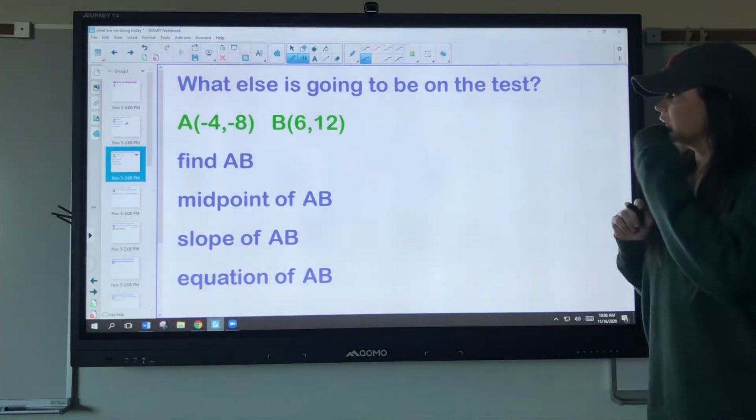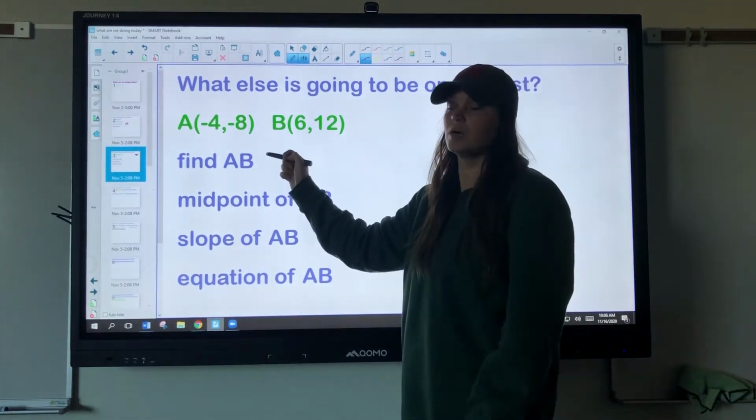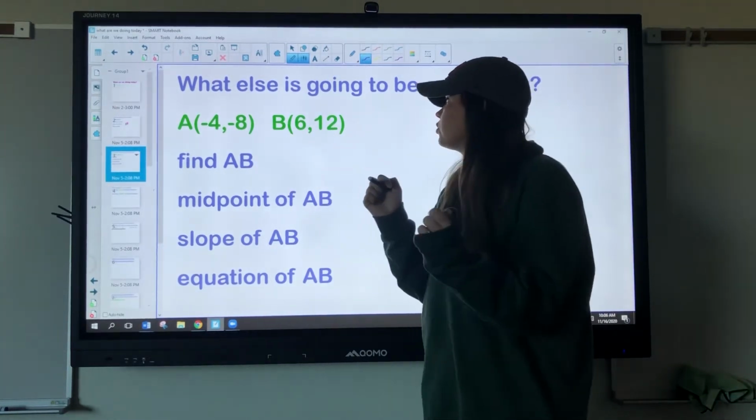What else is going to be on the test? You need to know these 4 formulas. Finding AB means the length of AB, so you need the distance formula.